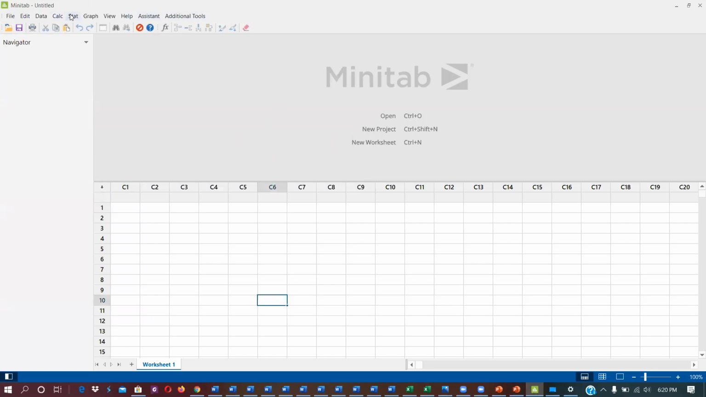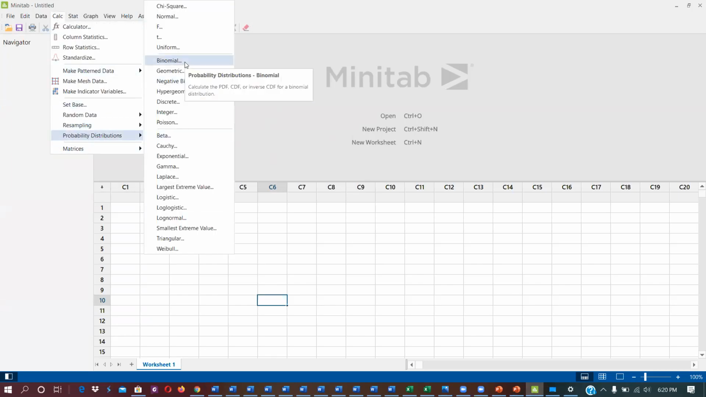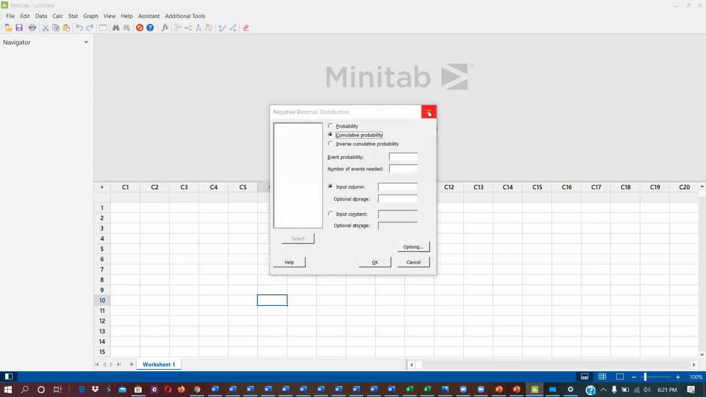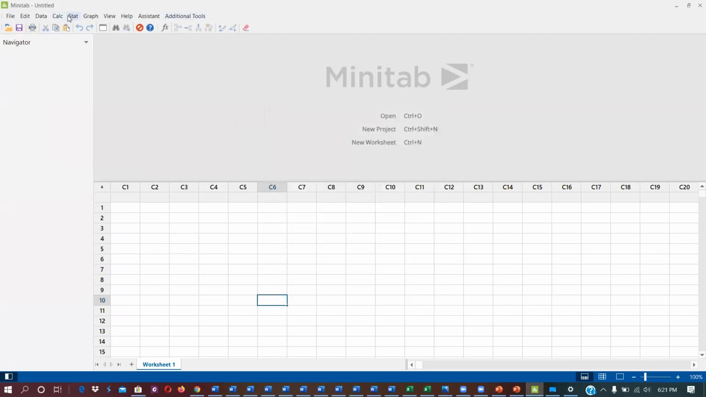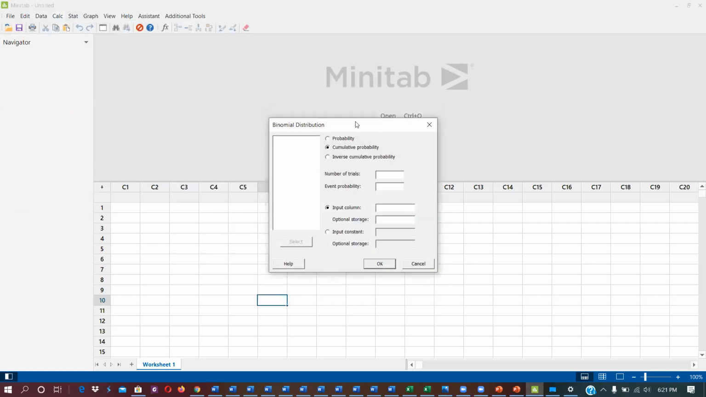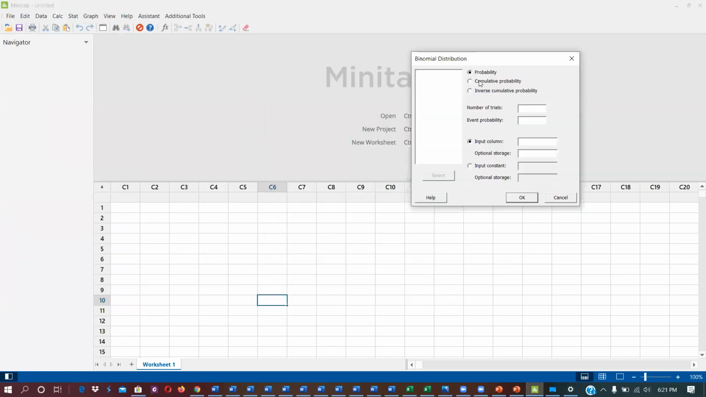Here under calculate, we have probability distribution, and right here we have binomial distribution. We have Poisson distribution, binomial distribution, geometric distribution, hypergeometric distribution. All distributions are right here. So let's go under calculate, probability distribution, binomial. Now you know the value. We are going to check PDF: probability is PDF, CDF is the second one, and the inverse situation is the third one.